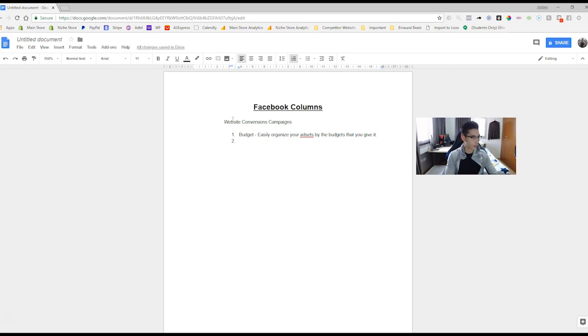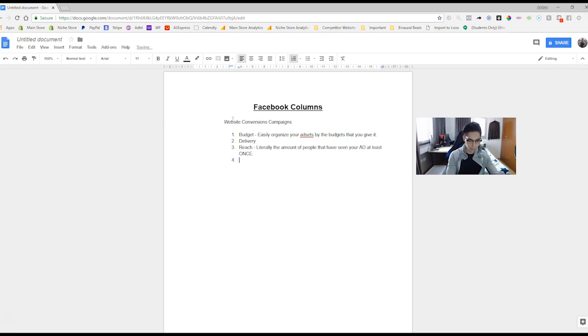Alright, so the next one is delivery. This is very self-explanatory. You just want to know whether the ad set is running or not running, and whether it is approved or not approved. The third one is reach. Reach is literally the number of people that have seen your ad at least once.